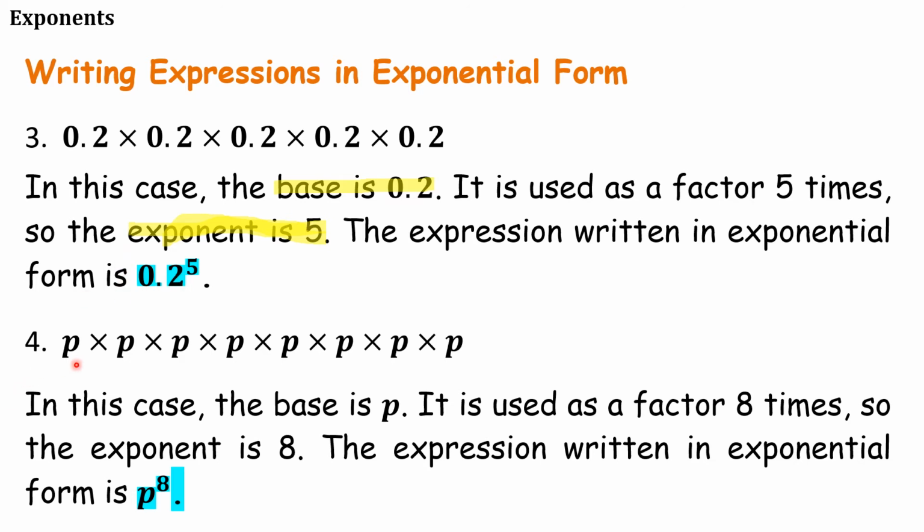Now, let's do variables. Let's try to answer this in a variable. In this case, I have the variable p, and I'm multiplying p how many times? 1, 2, 3, 4, 5, 6, 7, 8 times. Therefore, my base is the letter p, and my exponent is the number 8. And you should read it like this.